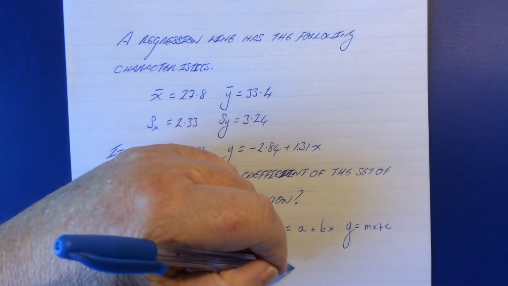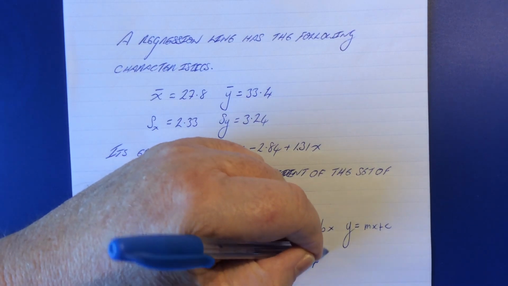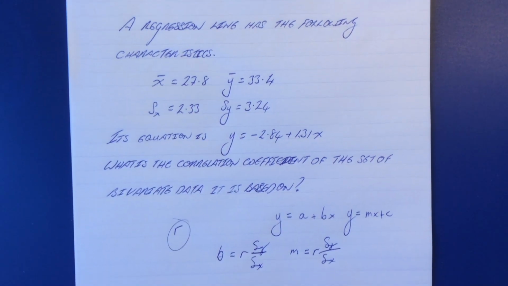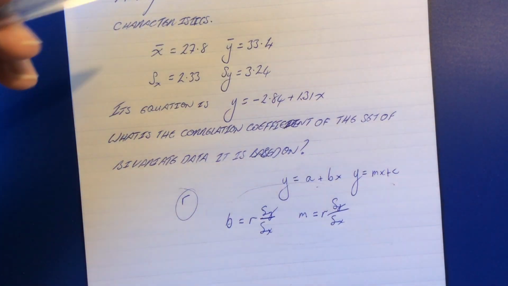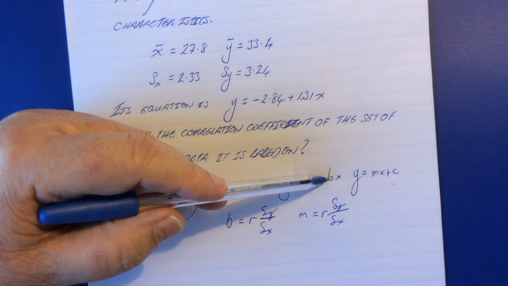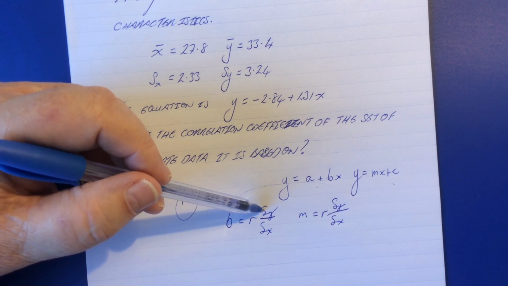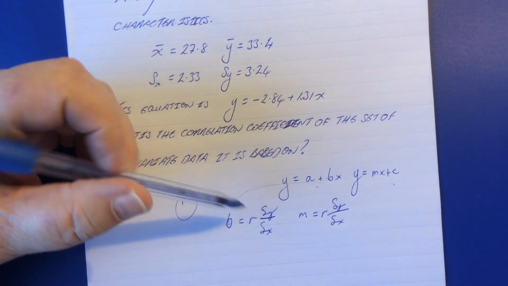Now, using this form, m is equal to r times the standard deviation of y over the standard deviation of x. Those are the two formulas. They are one and the same. It just depends on the type of notation that you use. So let's cut to the chase. We'll use this one. So B, which is the gradient, is equal to the standard deviation of y over the standard deviation of x times r. Now, we have all of these numbers except for r.